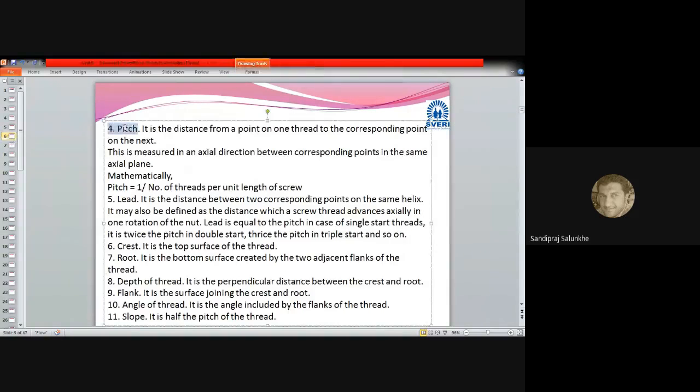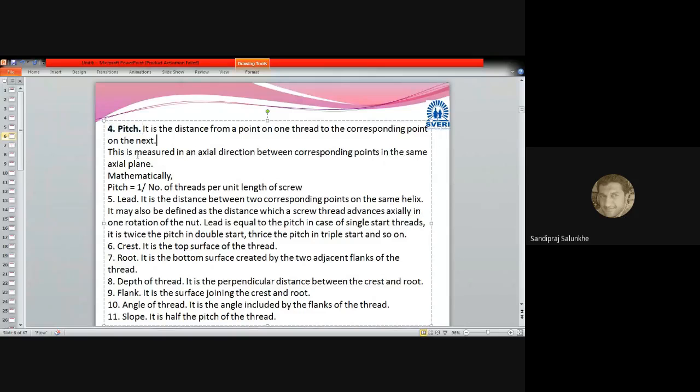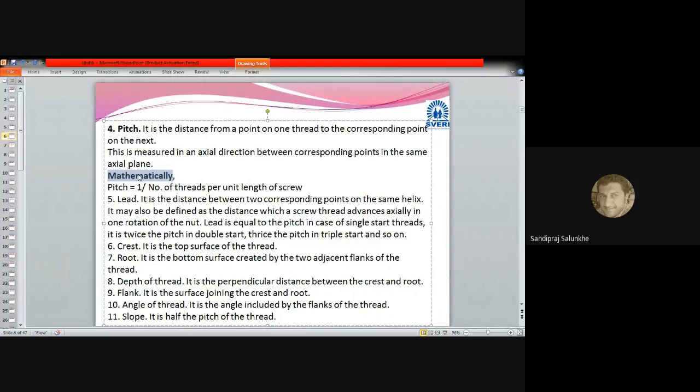Next is pitch. I already explained it. It is the distance between two successive threads measured at similar points. Mathematically, pitch is given as 1 over the number of threads per unit length. That will be in millimeters.